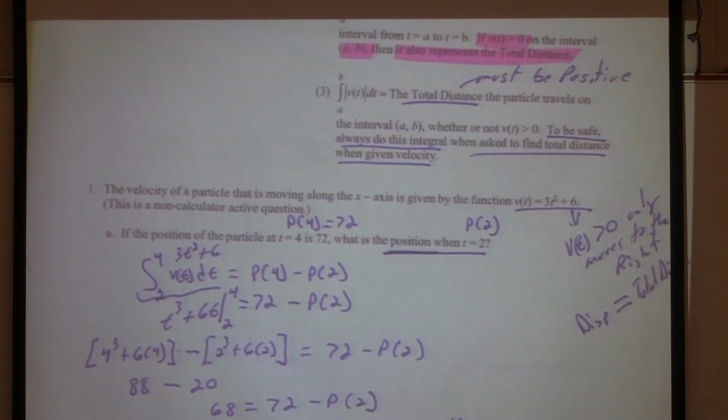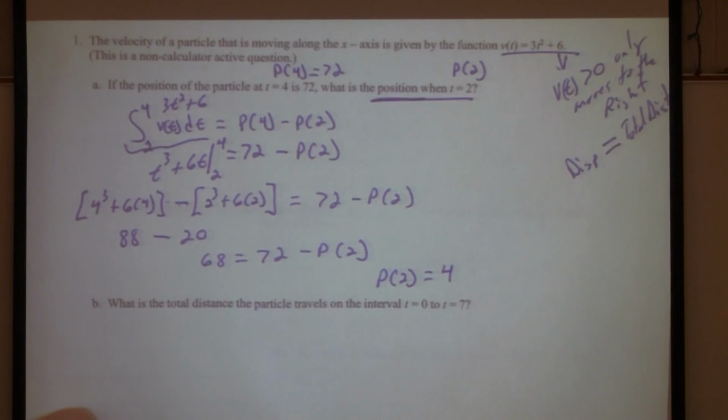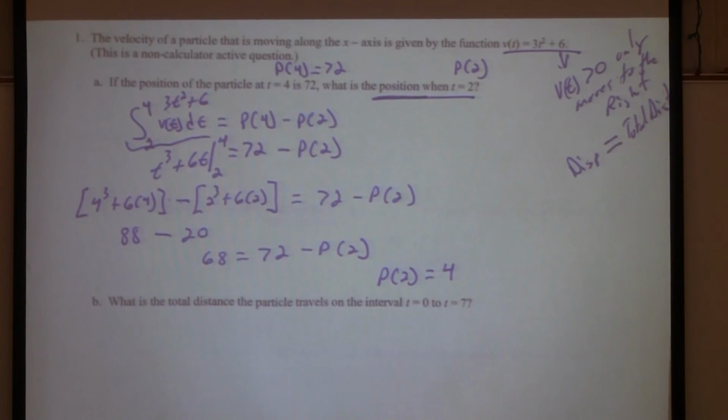What would the units be if there were units here? Let's say the velocity was feet per second. This would just be feet, right? Because it's a position, it's a location. Got it? Alright, not too bad.